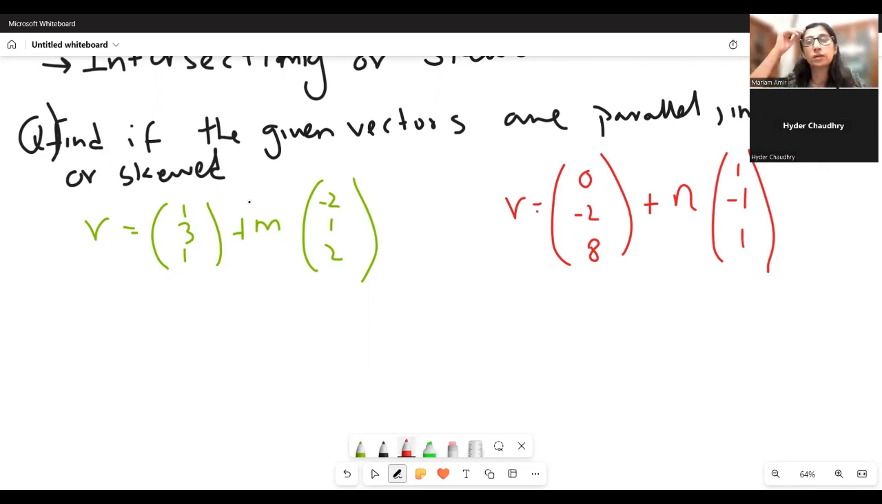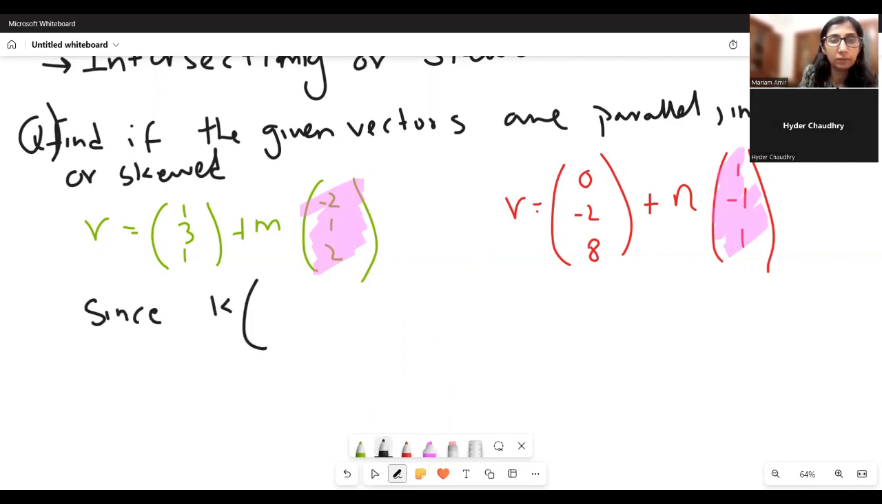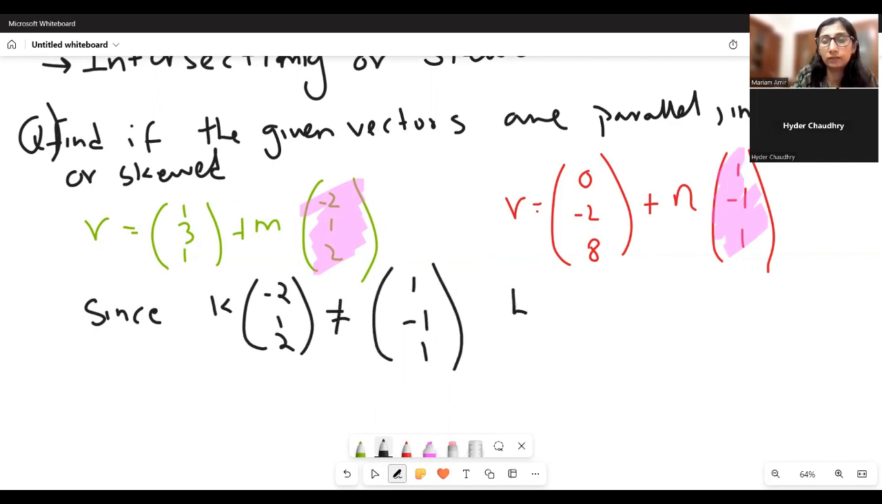So the first thing we determine is if the two vectors are parallel or not. All you have to do is see if these two are scalar multiples of each other. They are not, so hence they are not parallel. So you write: since k times (-2, 1, 2) is not equal to (1, -1, 1), hence not parallel. That is the first thing you should check.